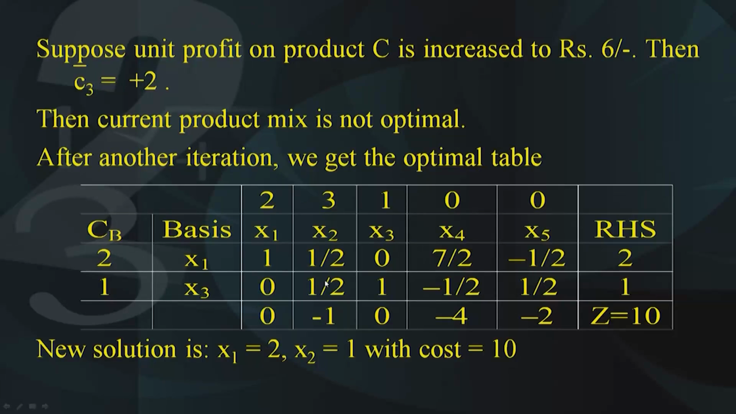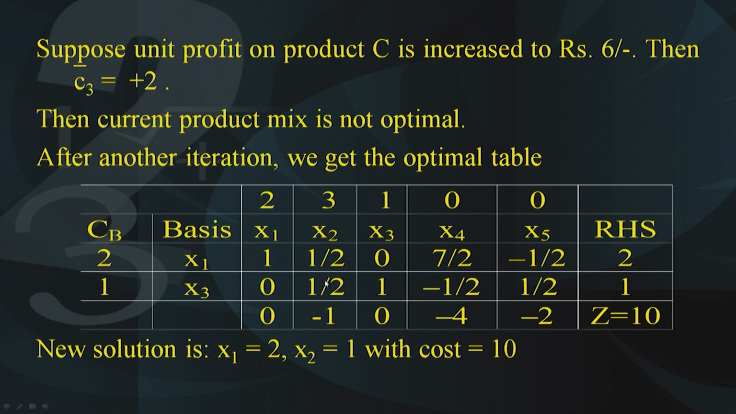Suppose the unit profit on product C is increased to rupees 6. We have seen that it should be less than 4. Suppose it is increased to 6. Then what will happen? Then C3 bar will become plus 2, meaning it will become greater than 0. And this means that the optimality has been disturbed, because this current product mix is not optimum. This solution is not optimum any longer, because the C3 bar entry has become greater than 0, and as you know, this entry should be less than or equal to 0.